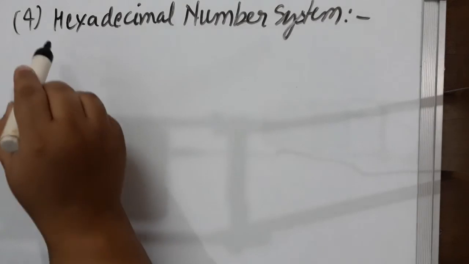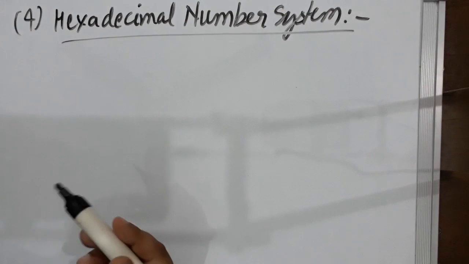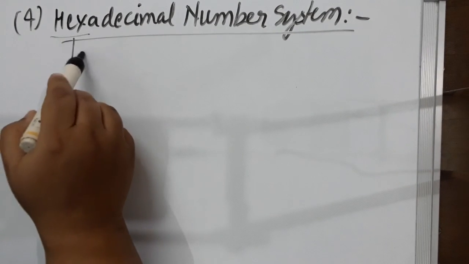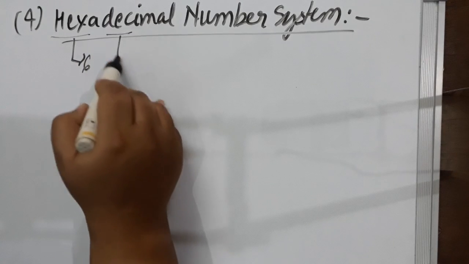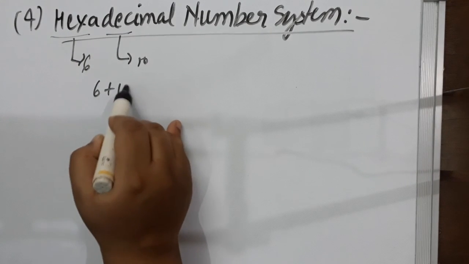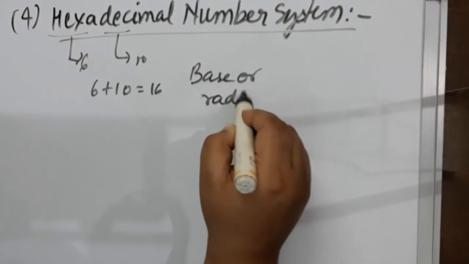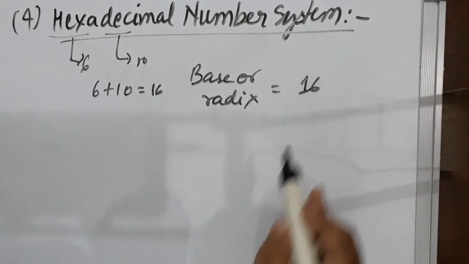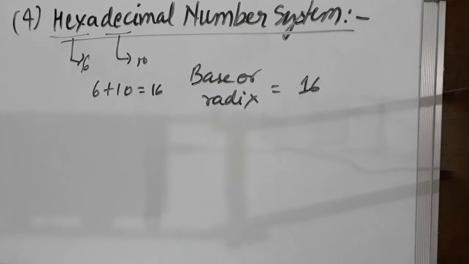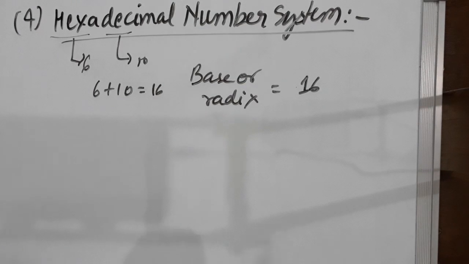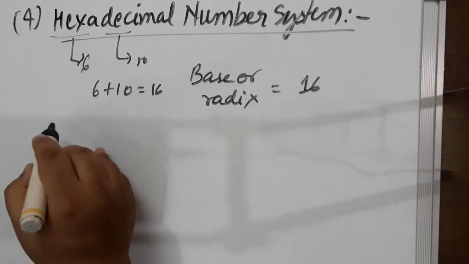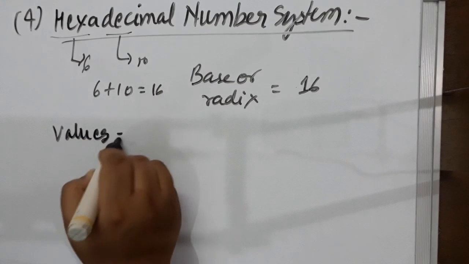Hexadecimal is a very interesting number system. It has 16 values because of this hex. Hex means 6 and dec means 10. That means 6 plus 10 equals 16. That's why the base or radix is 16 in the case of the hexadecimal number system. So what is basically base or radix? Base or radix is the number of values which is considered in any particular number system. So in the hexadecimal number system we have 16 values.